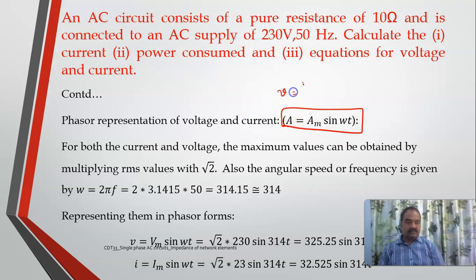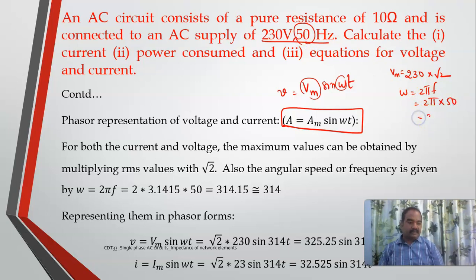So for voltage, what should I write? Vm sin omega t. What is Vm? They have given only the RMS value. So if I want the maximum value, 230 into root 2. And what is omega? Omega is 2 pi f. They have mentioned the frequency, right? So 2 pi into 50. What is the value of pi? It is 3.14. You calculate it, you will get somewhere around 314. And 230 into root 2, you calculate it, you will get somewhere around 325.